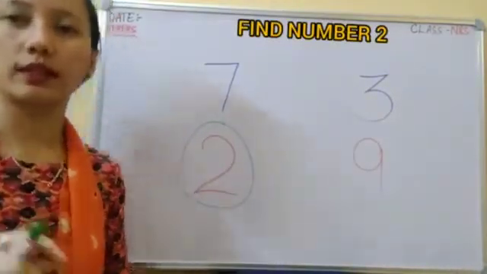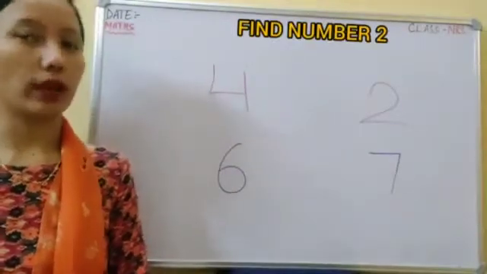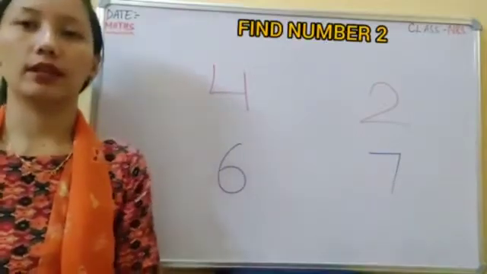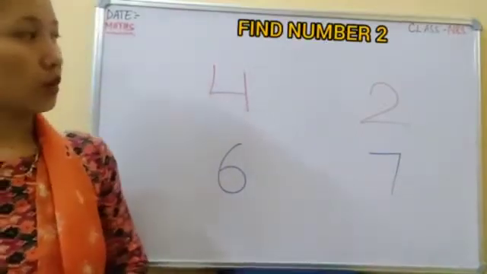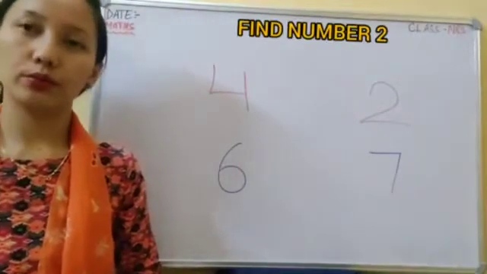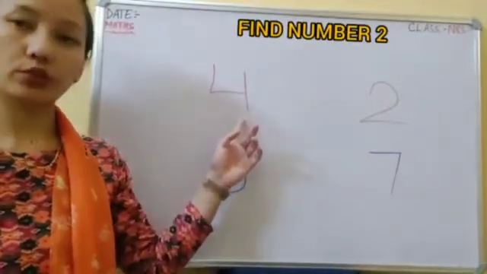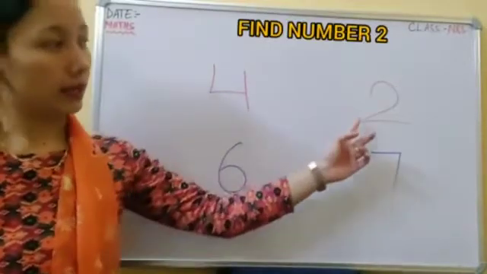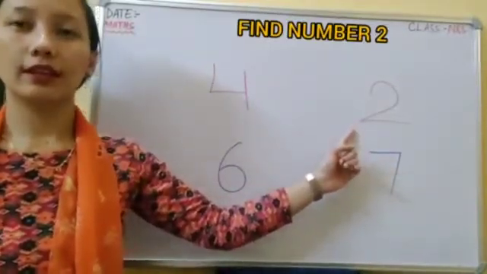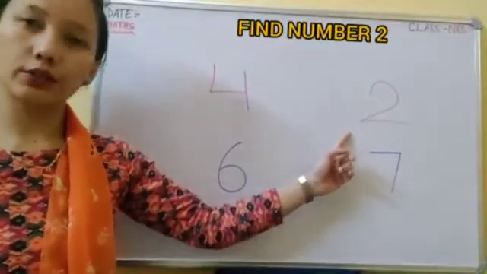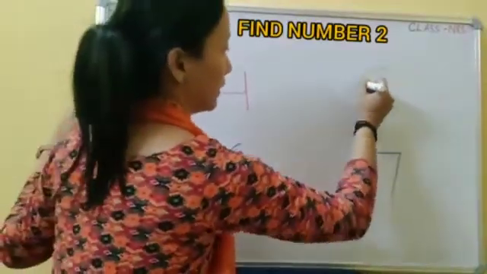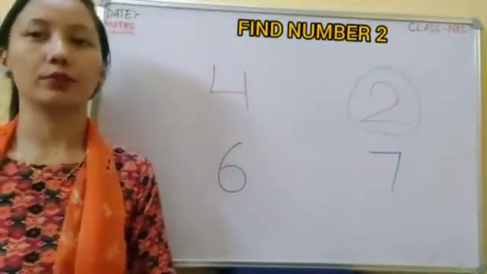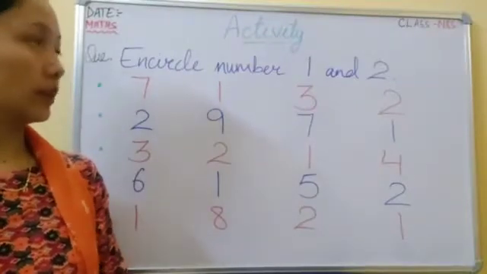Okay students. Here we have another 4 numbers: 4, 2, 6 and 7. So, do you know which number is number 2? Tell me, is this number 2? No. Is this number 2? No. Is this number 2? Yes, this is number 2. And circle it like this. This is number 2.